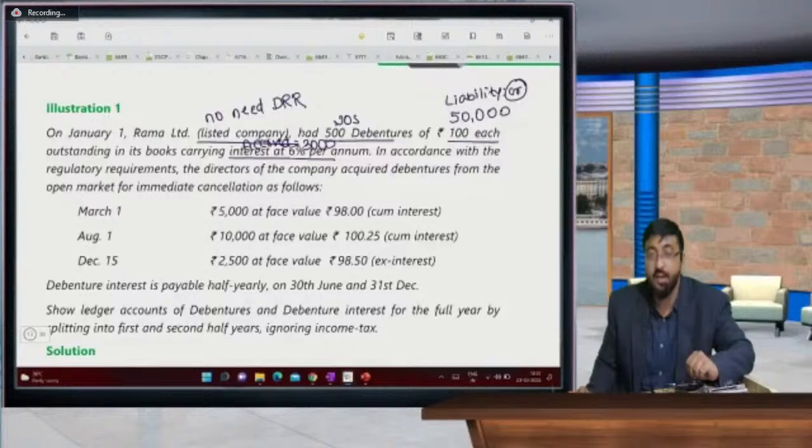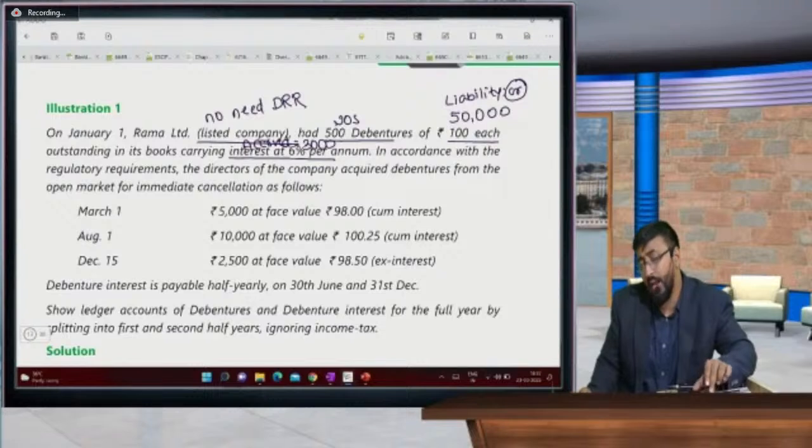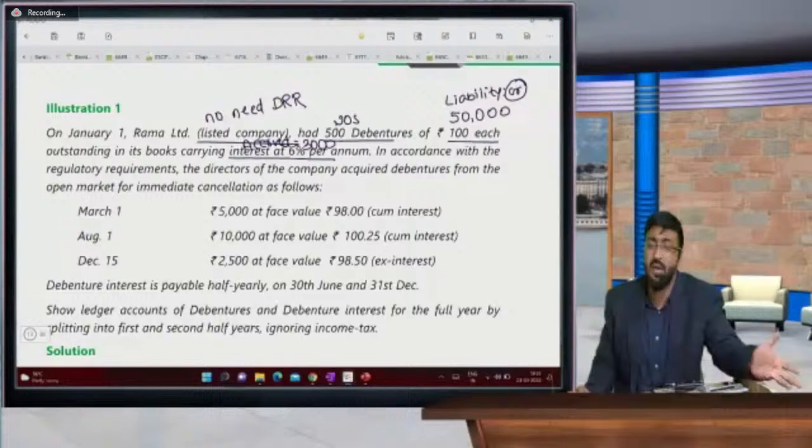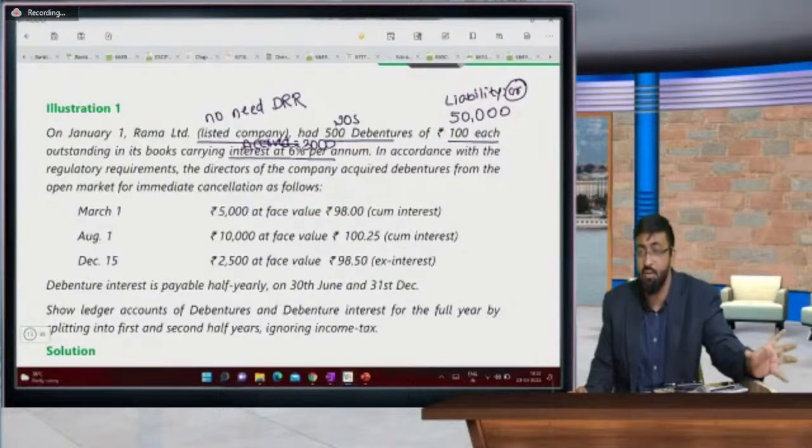Why is DRR not required, beta? Public company, because of their work. Whatever they earn, 10% is nothing for them, and therefore the lawmaker has not created any DRR. But unlisted companies, yes, they have to keep some reserves, and therefore they are creating 10%.